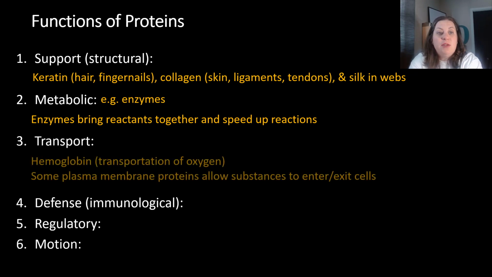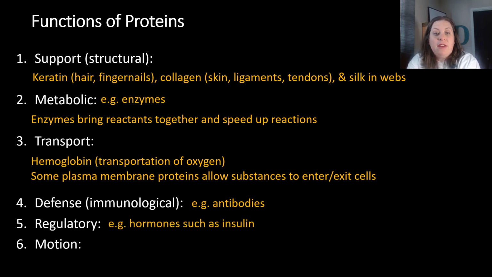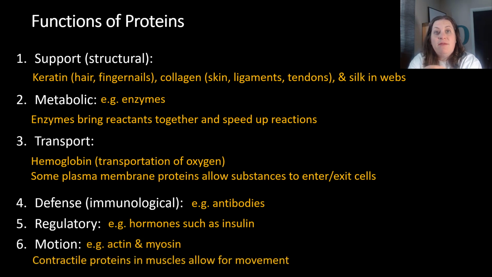Also, proteins can help in transport. Transport, like hemoglobin in our blood, transports oxygen, as some plasma proteins will act as like a bridge for transport between the inside and outside of your cells. Some proteins act as defense. You've probably heard about these types of proteins before. They're called antibodies. Some are regulatory, meaning they're things like hormones, as well as some help you with motion, and these are going to be found in your muscles, called actin and myosin.